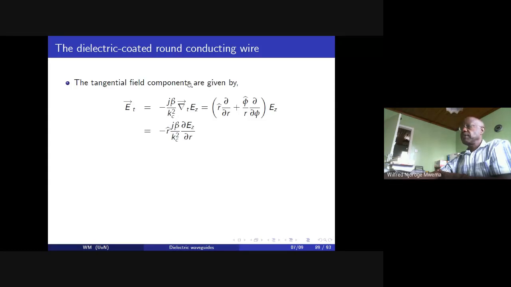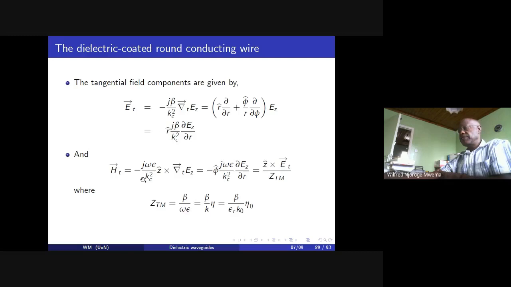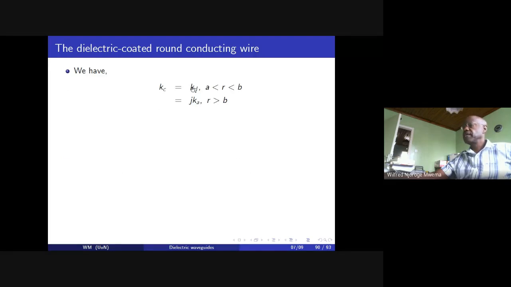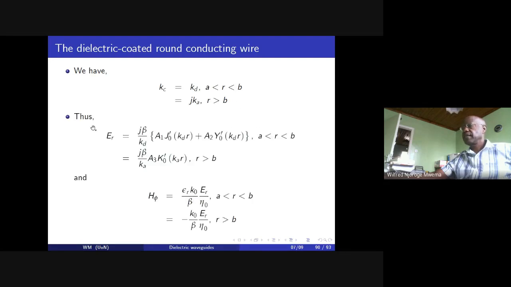And the tangential field components will then be given by the gradient of Ez, which we just differentiate. And Ht will be given by that, where we have used the wave impedance for TM modes as beta by omega epsilon, which we have already defined. We have therefore kc equal to kd inside the dielectric and equal to jka outside the dielectric. And thus, Er is going to be given by that value there. H phi is going to be given by that value there.